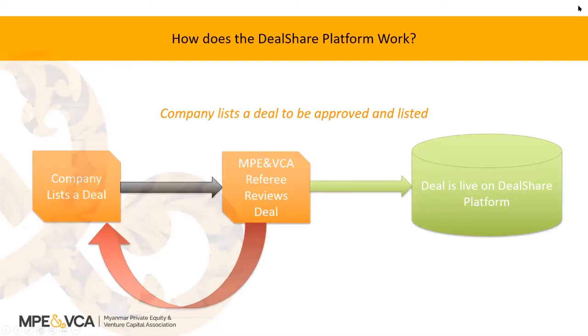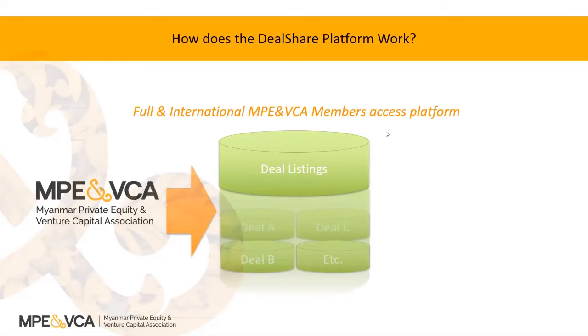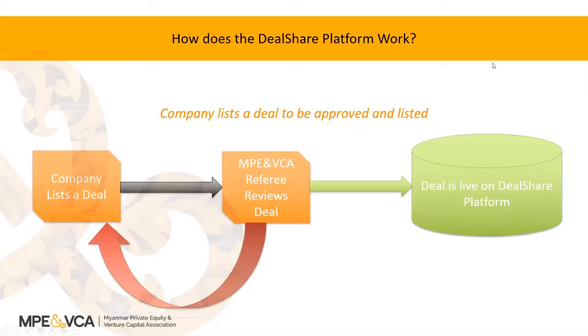How does it work? Well, as I said, very simply, the company will complete a template, and we'll go through the template in just a moment. From there, the referee, who will be an MPE&VCA director or full member, sees the deal, and can straight approve it to the platform if it looks about right. If they pick up typos or something they're not sure about, they can feed that back to the deal creator and say, hey, maybe just check this part. Again, it will go through the referee and then onto the DealShare platform. It's a very simple process.